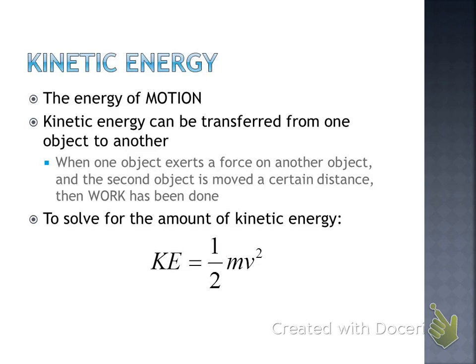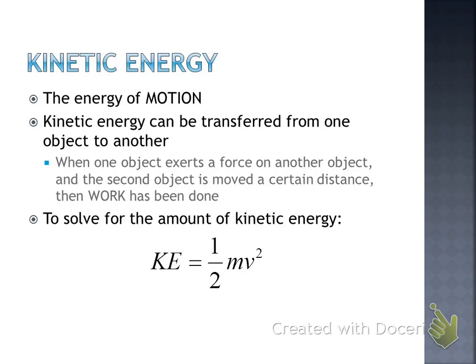Okay, and here's our equation that we want to solve. If we would like to solve for the amount of kinetic energy at a certain location, this is what we use. Kinetic energy is equal to 1/2 mv squared. What would the m be equal to? What do you think? Mass, good. And v is velocity, good.